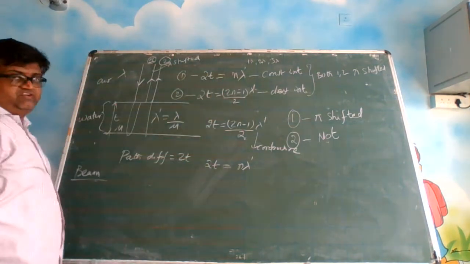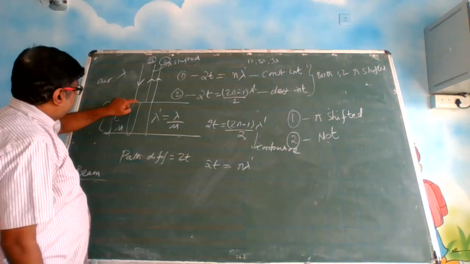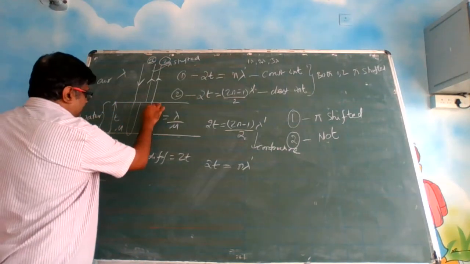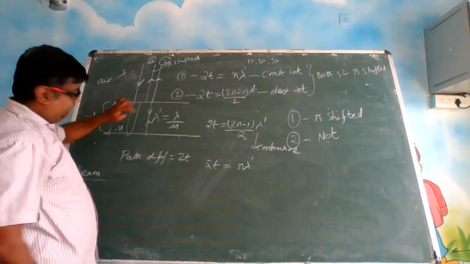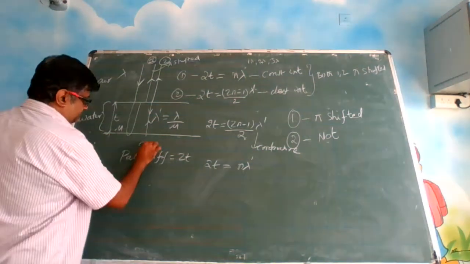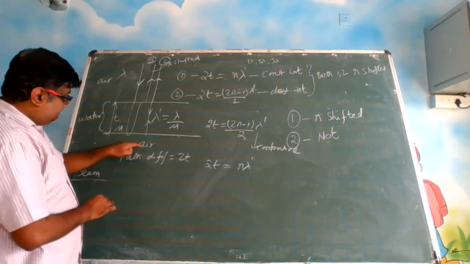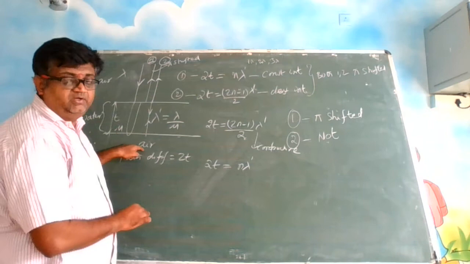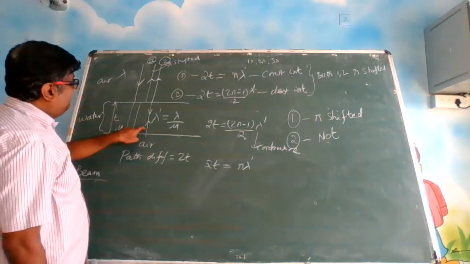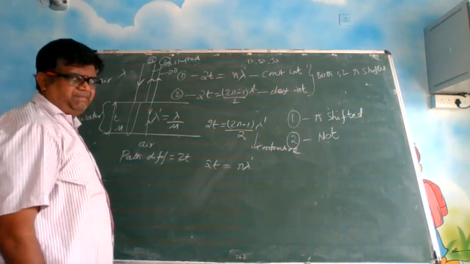This is pi shifted. Now look at this second ray, which is going back. It comes like this, hits, and goes back. But this is, let us say, air and this is water, so with respect to this it is a rarer medium. This is not a denser medium when compared to this. So the second ray is not pi shifted. It is zero only.